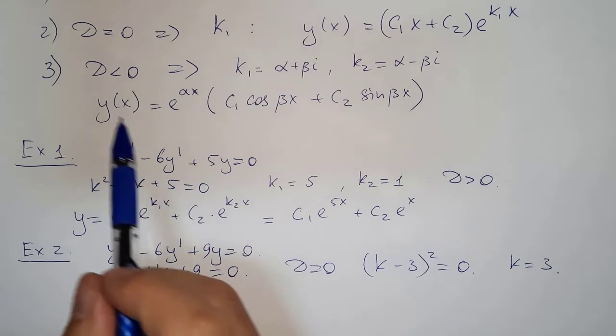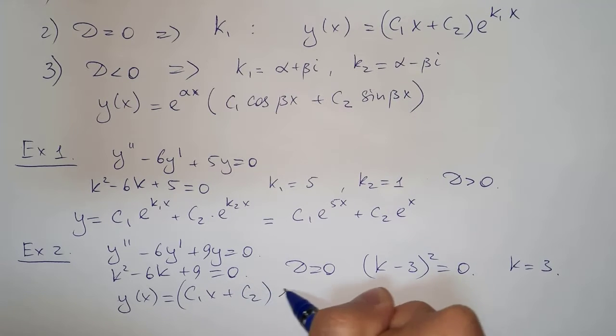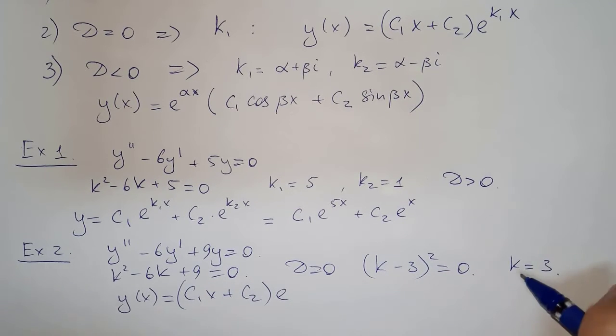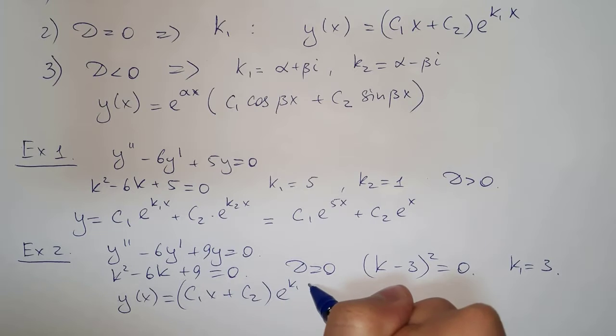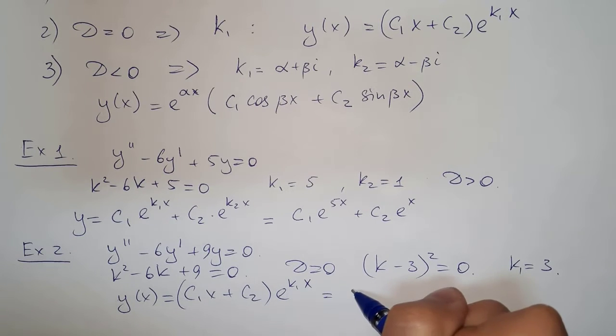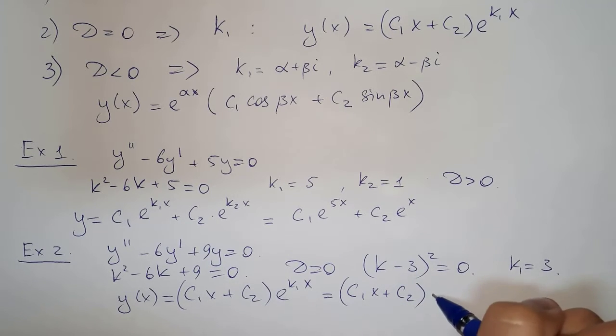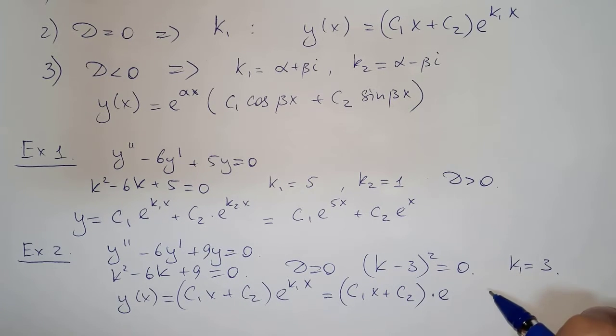Looking at the second case, (C1x plus C2) times e to the power of k1x. To do the same with the definition, so now this is (C1x plus C2) times e to the power of 3x. This is the general solution of our equation.